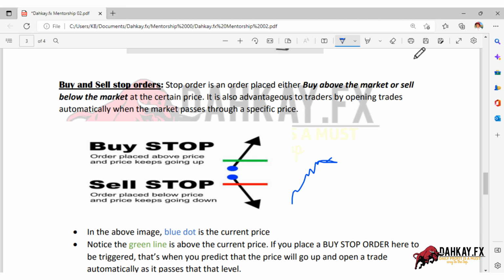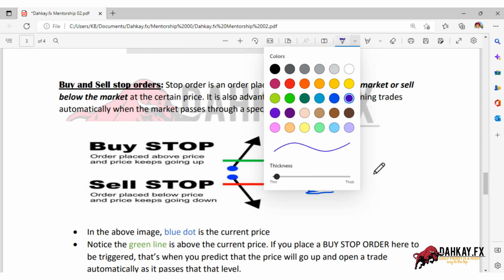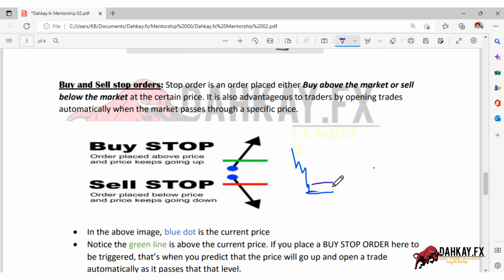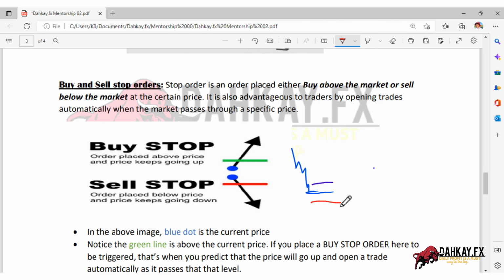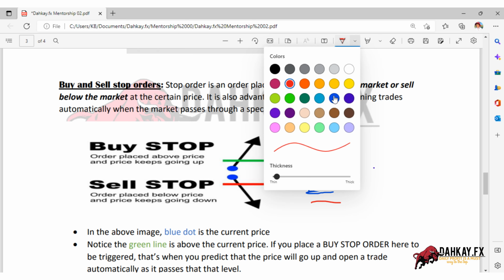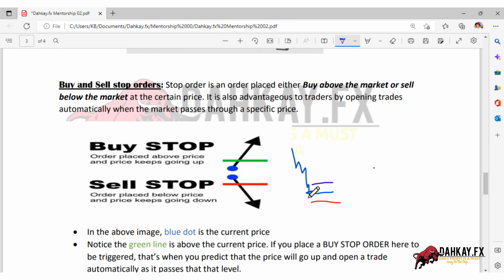Excuse me, let's say the market was still going down, so you were not sure whether the market, when it reaches this level, will go down or up. So you just place your buy stop order here just in case the market goes up, and your sell stop order here just in case the market goes down. So this will help you to enter a buy when the market hits this order of yours and goes up.